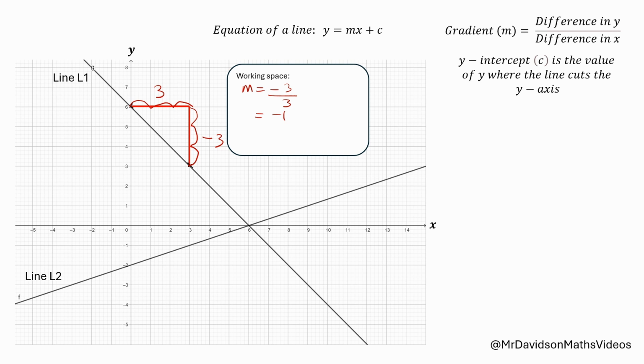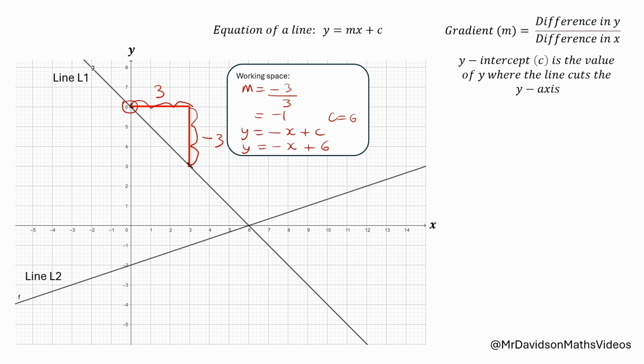So my equation is y equals -x plus c, where c is the y-intercept. We can see here that it intercepts at 6, so c equals 6. So the full equation is y equals -x plus 6.